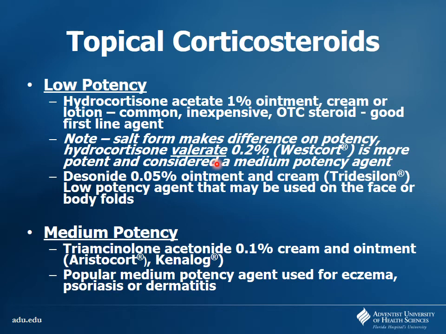But starting with the low potency, hydrocortisone acetate 1% is probably one of the most go-to ones you're going to run into, whether it be the ointment, the cream, or the lotion. You can find OTC versions of this over the counter. So it's a good first-line agent, very common, very inexpensive.